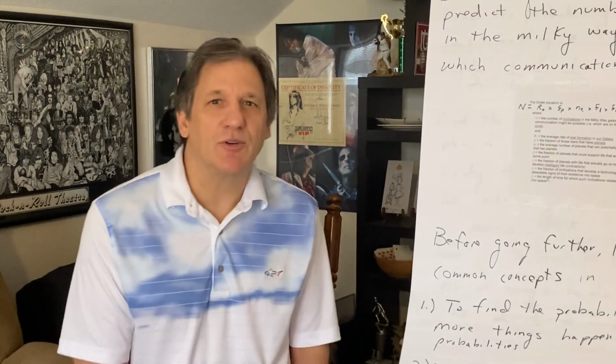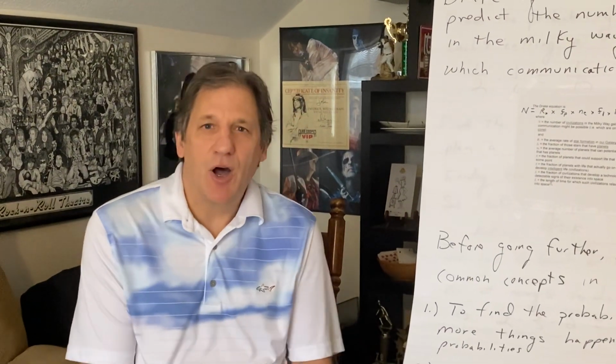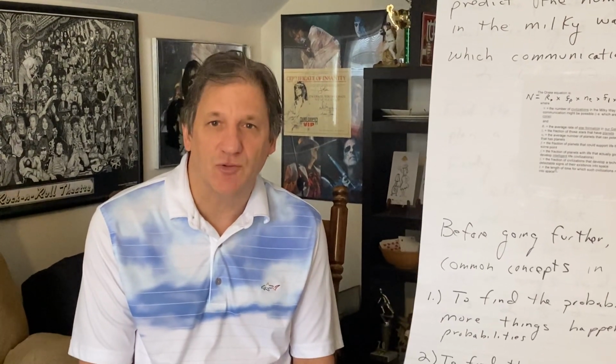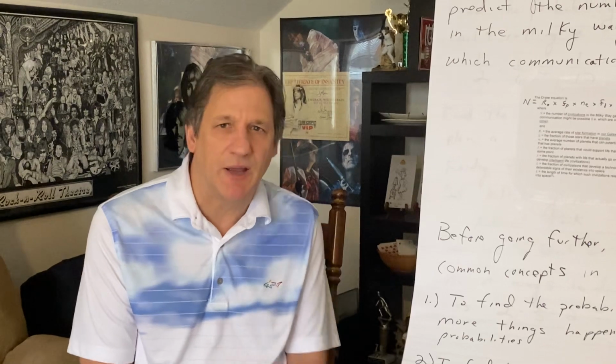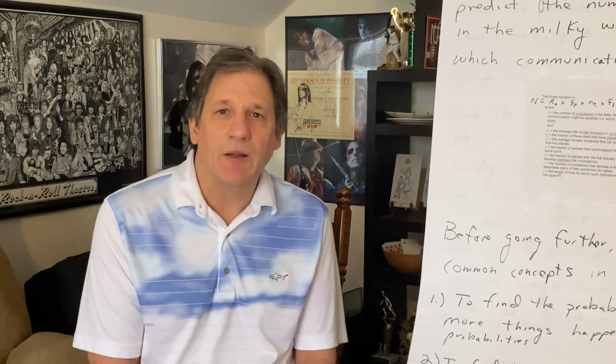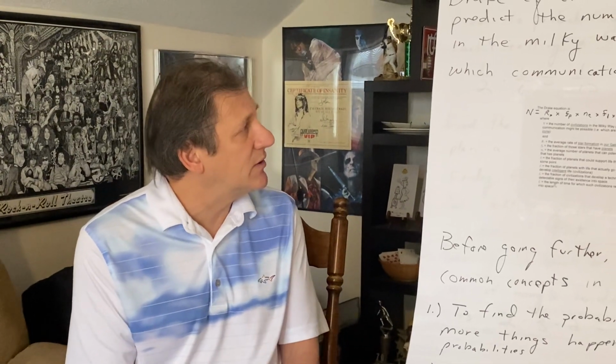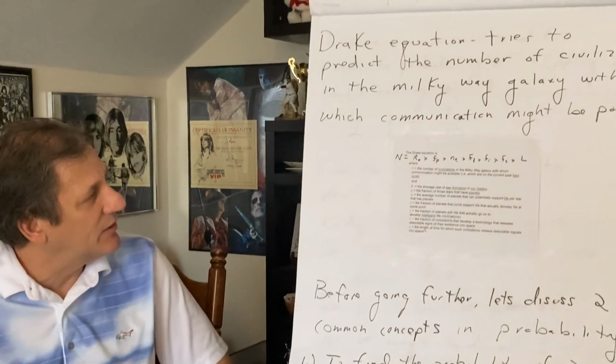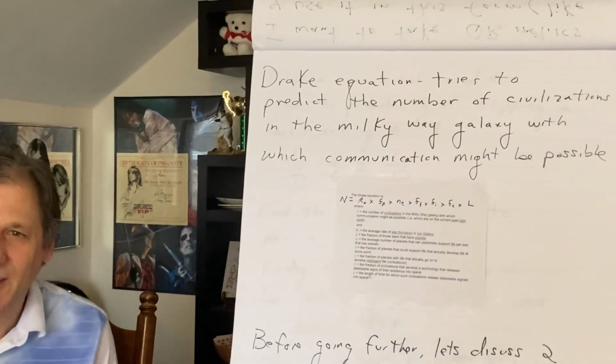Today I want to talk to you about something called the Drake equation. It was developed by a mathematician named Frank Drake. He actually died last year, he lived to be 92 years old. This was developed back in the early 60s, late 50s perhaps, early 60s, and it tries to predict the number of civilizations in the Milky Way Galaxy with which communication might be possible.